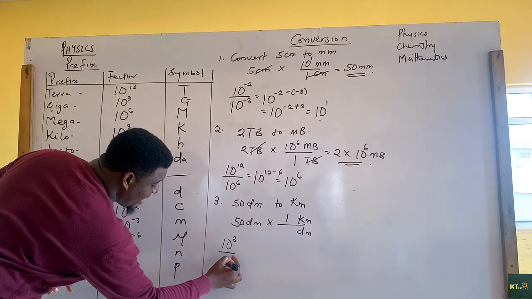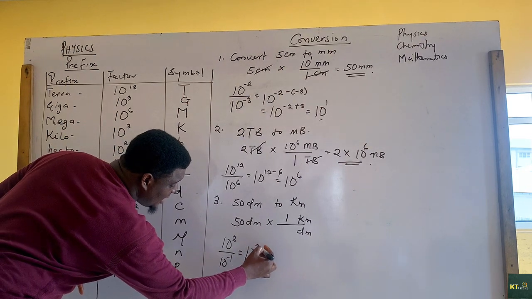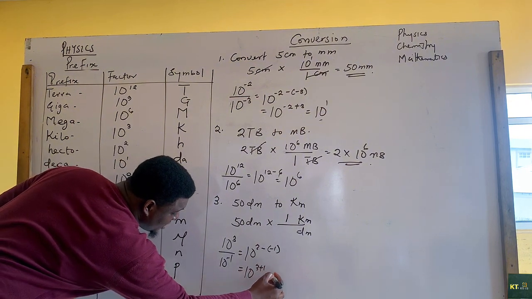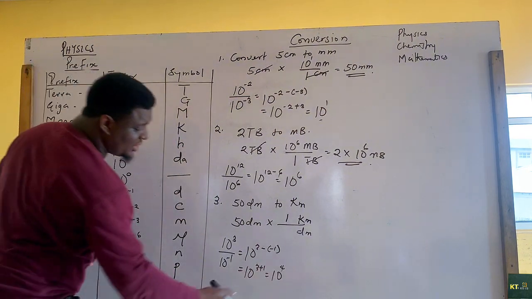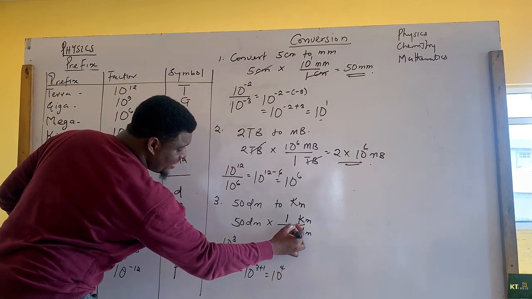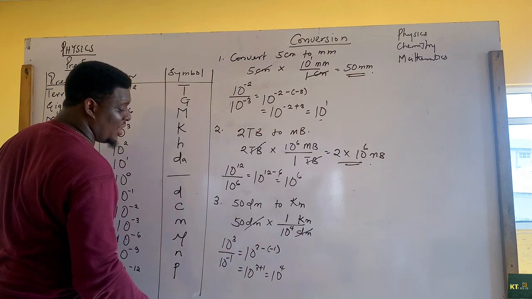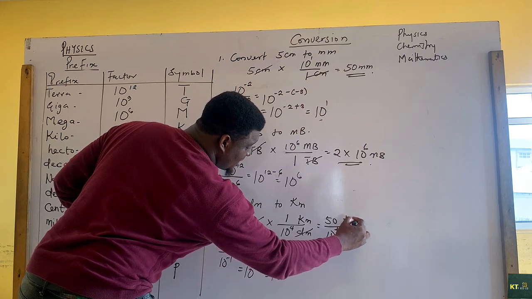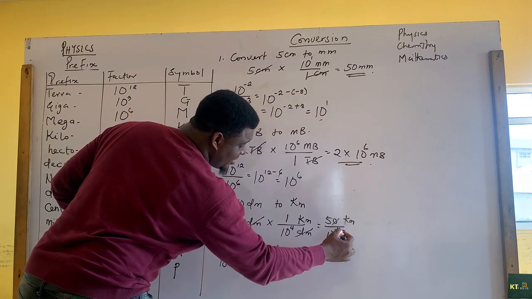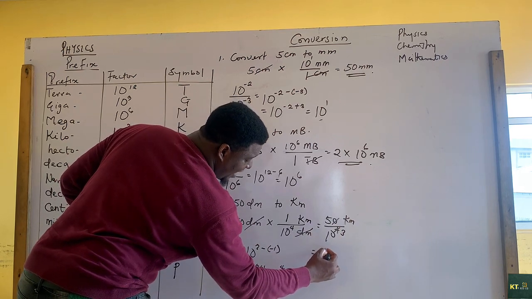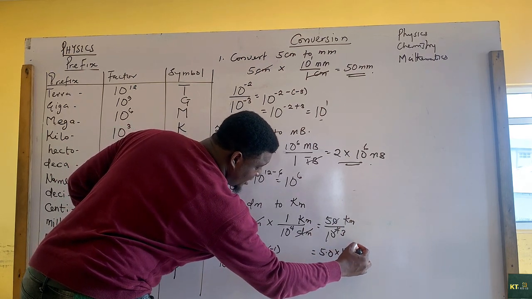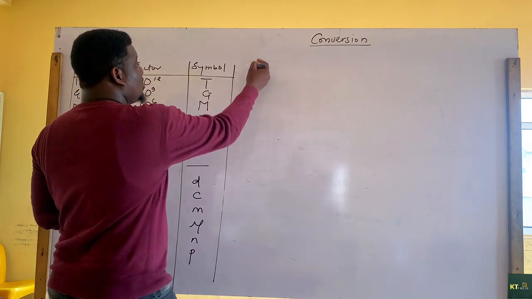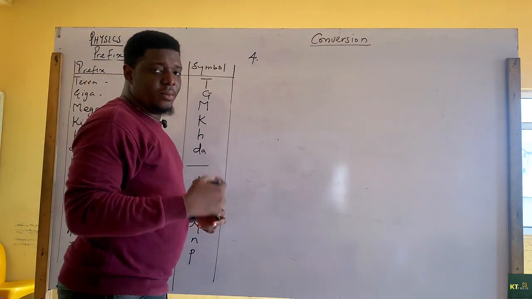10 raised to the power of minus 1. So you have 10 raised to the power 3 minus minus 1 indices. That will be 10 raised to the power 3 plus 1, which is 10 raised to the power 4. So you take this result and you put here 10 raised to the power of 4. This cancels out this and you have your answer: 50 over 10 raised to the power of 4 kilometer. If 1 0 cancels out this, remaining 3, you have the answer to be 5.0 times 10 raised to the power minus 3 kilometer. As simple as ABC. Alright, so for 4, let me go higher.